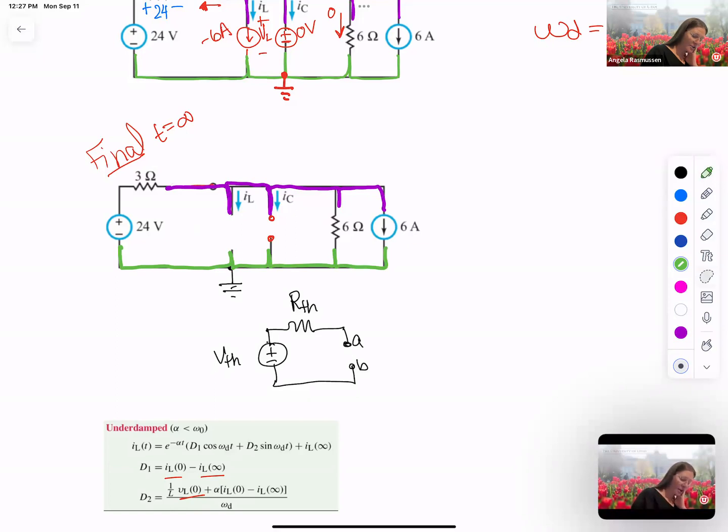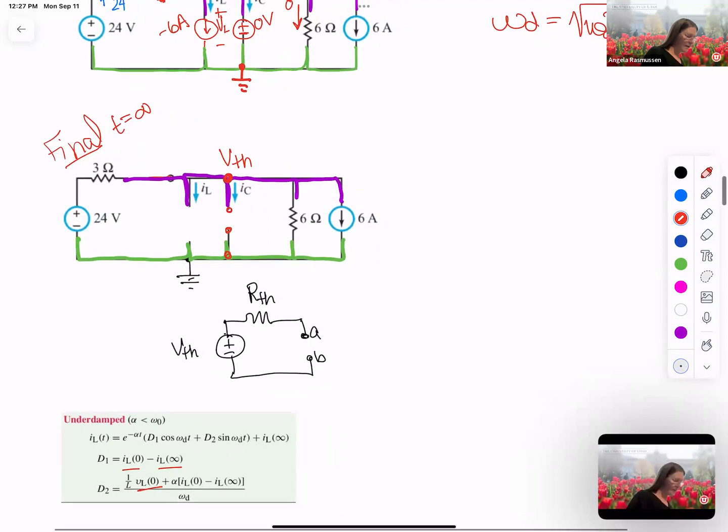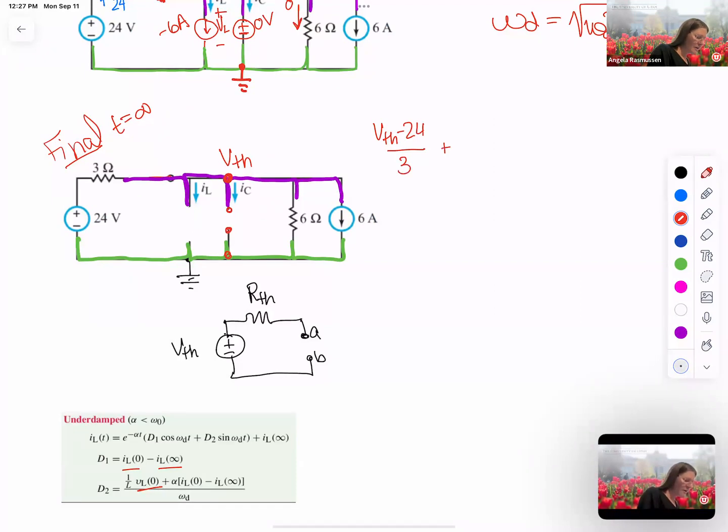I already found RTH before. And now I just need to know the voltage to finish this, which is going to be the VTH at the top to the bottom. So I can just do node voltage here quickly. So (VTH minus 24) over 3 plus VTH over 6 plus 6 equals 0. What's 24 divided by 3? 8. Is that right? So that's 2.